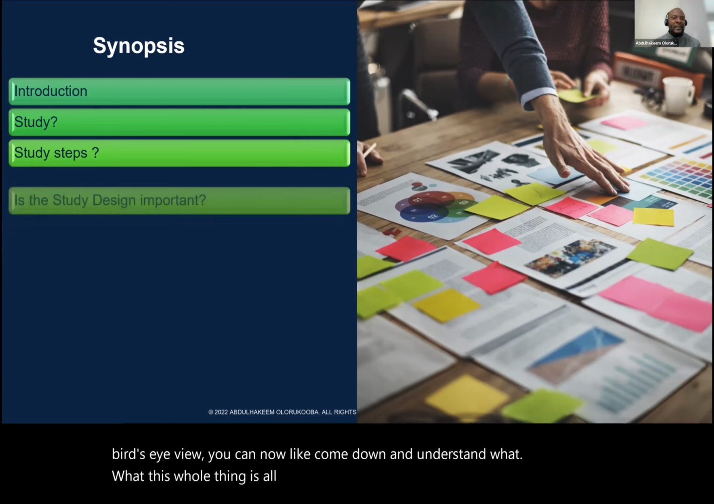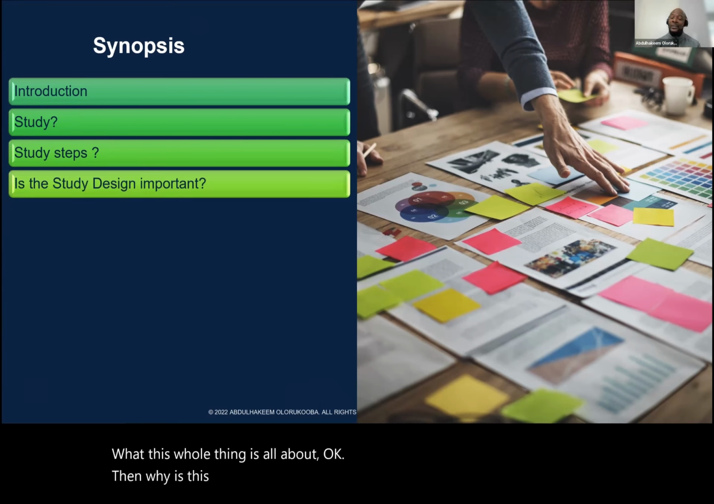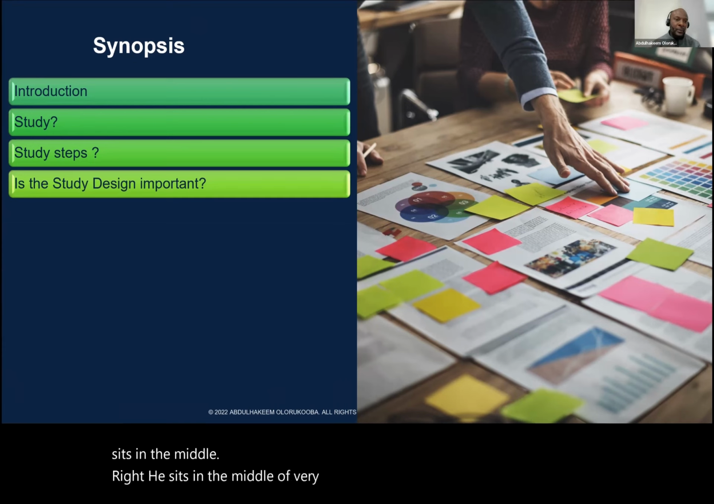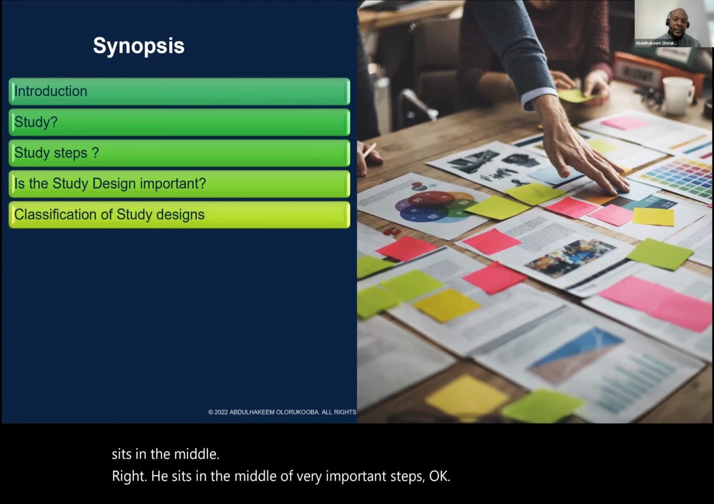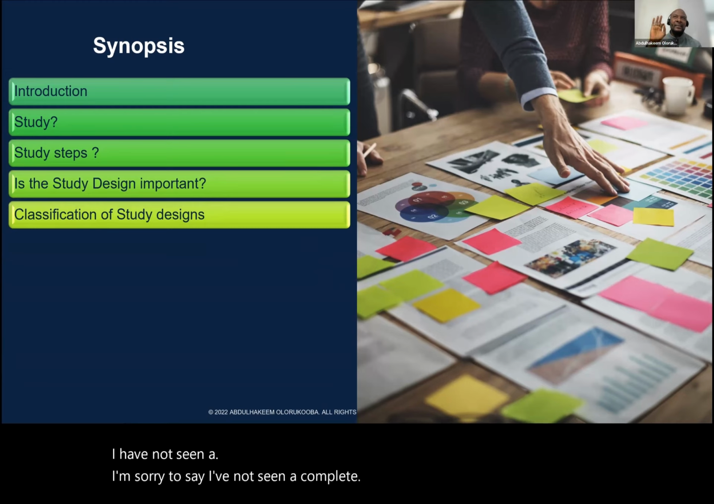Then, why is this important? You see that the study design actually sits in the middle of very important steps. And I am going to attempt to classify study design. I'm saying it's an attempt because, I'm sorry to say, I've not seen a complete classification of study design that doesn't have one small problem.